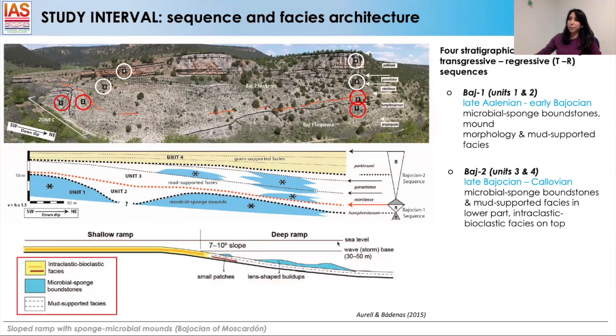So here in the lower part we have represented the shallow ramp, this kind of steeper ramp, the shallow ramp facies made up by intraclastic bioclastic facies, and then the deep ramp, where this build-up, this mound of sponges and microbial facies, occurred.